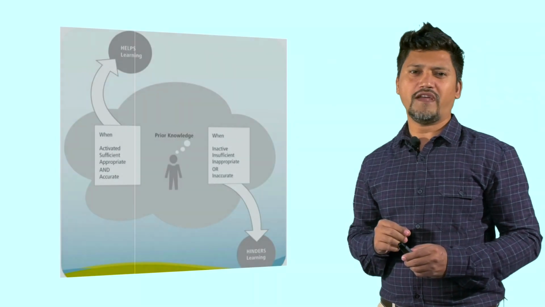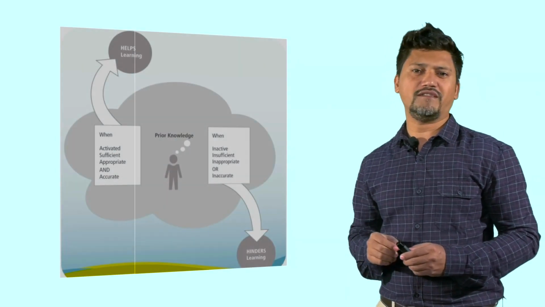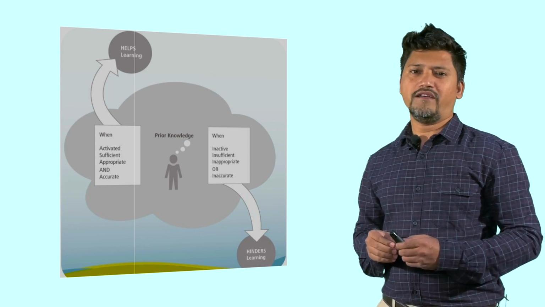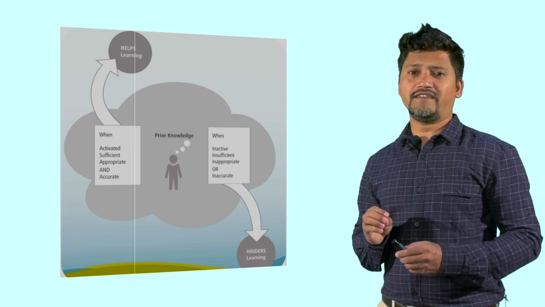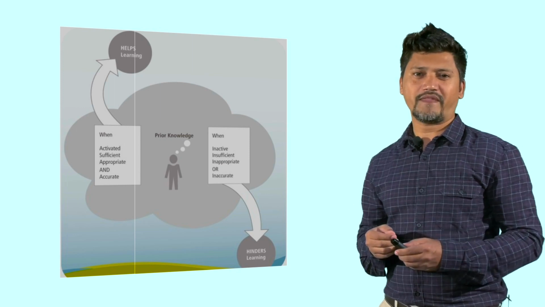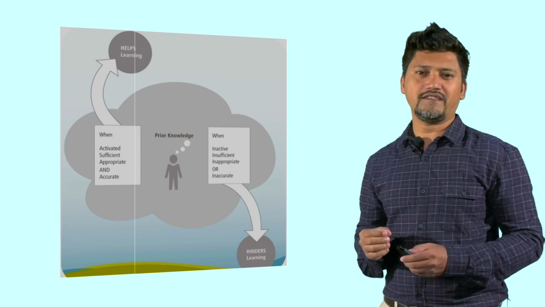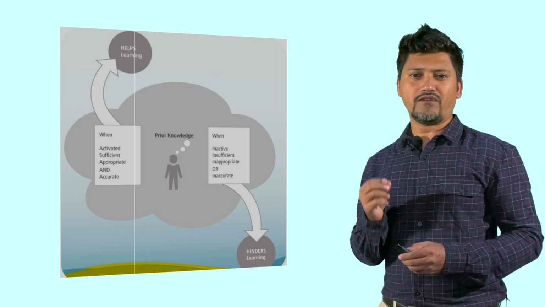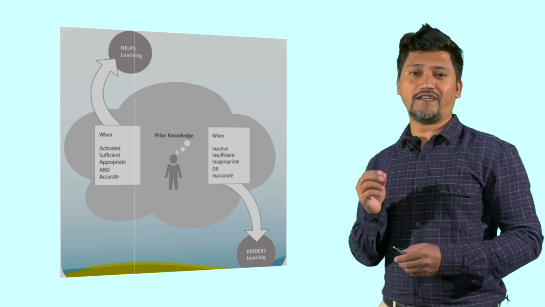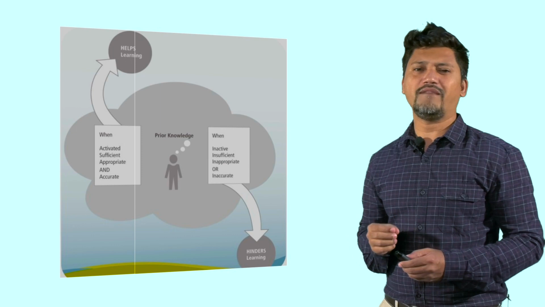Students' prior knowledge can help or hinder learning. Now, how can we determine what students already know and how can we use this information in our teaching? These are the two very important questions here. When the prior knowledge is activated, sufficient, appropriate and accurate, it helps learning. As teachers, we can notice in the class whether the learner's knowledge is activated, sufficient, appropriate or accurate. If it is, then it does help learning.